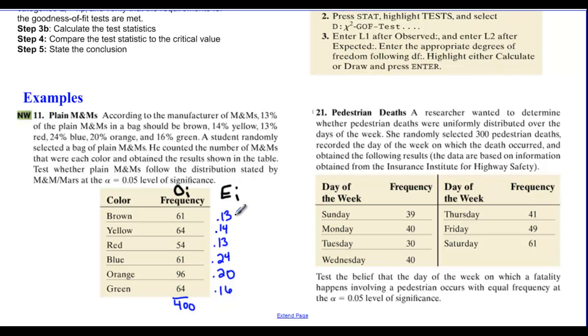So we're going to do 13 times 400 and get 52. 14 times 400 and get 56. And again, 13 times 400, get 52. 24 times 400, 96. 20 times 400, and we're going to get 80. 16 times 400, and we're going to get 64. So these are the expected counts.